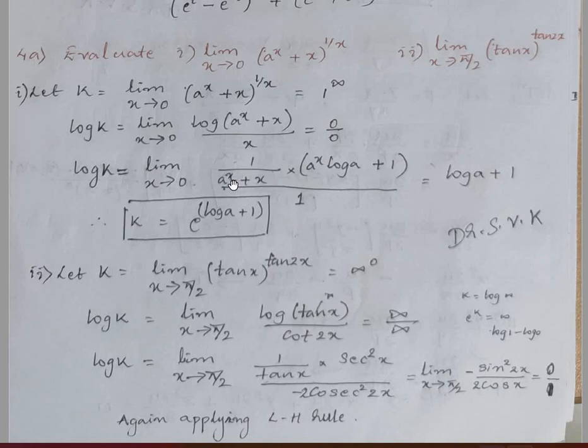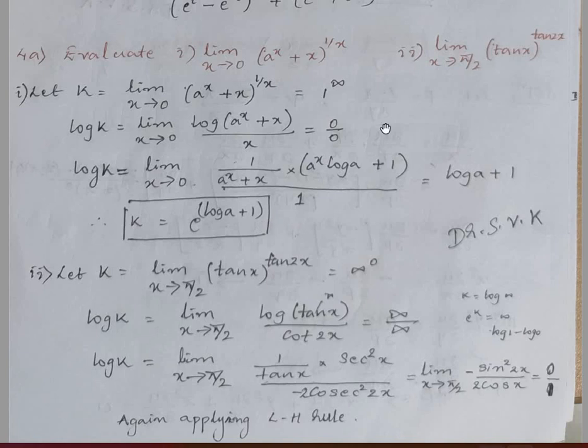Now applying the limit, a power 0 is 1 plus 0, 1 plus 0 is 1, 1 by 1 is 1, into a power 0 is 1, into log a plus 1 we have. So it is 1 into log a, which is log a plus 1. You are left with log a plus 1 on the right hand side. Therefore, raising the power by e on both sides, you are going to get k equal to e power log a plus 1.